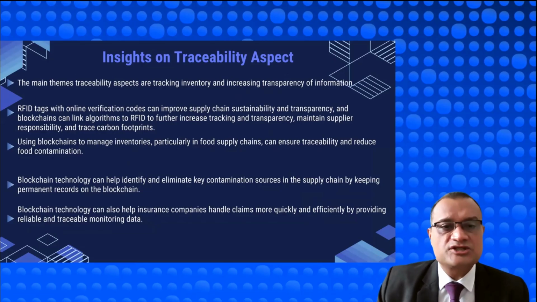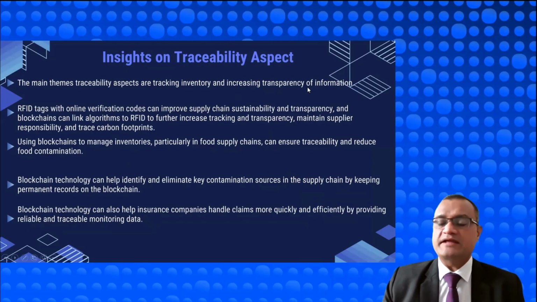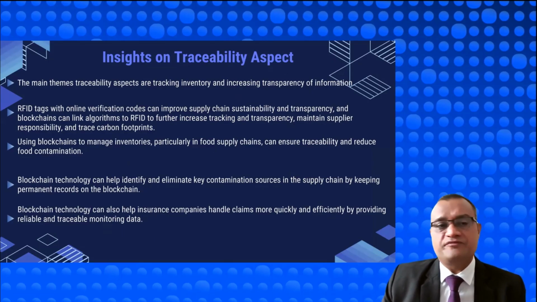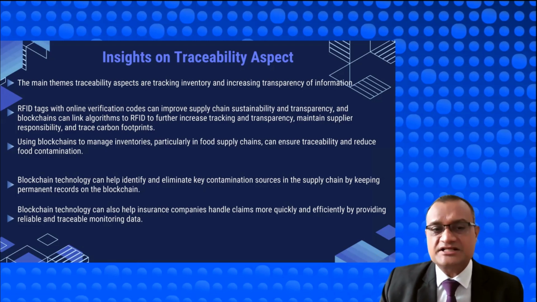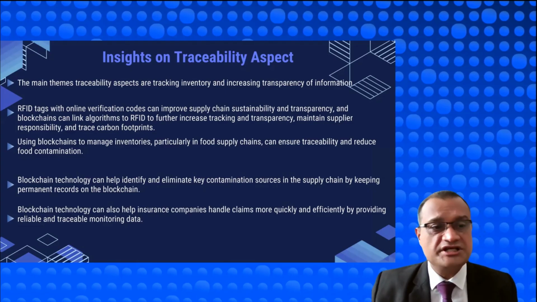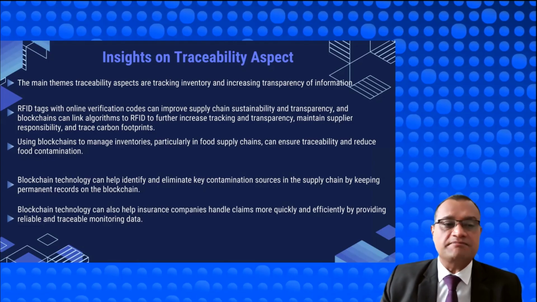So another dimension is to look into the insight on traceability, typically one of the very important dimensions when we talk about the supply chain visibility and optimization. The main theme of traceability is tracking inventory and increasing transparency of information. You can use RFID tags and online verification codes, which can improve supply chain visibility, sustainability, and transparency. And blockchain, typically, as a technology, can link algorithms to RFID to further increase the tracking and transparency, maintaining supplier responsibility, tracing carbon footprints, and so on.